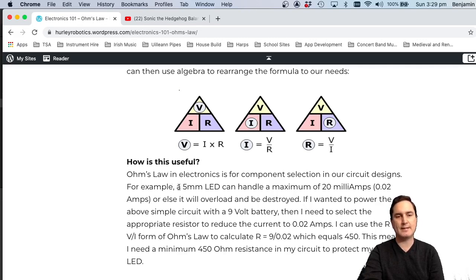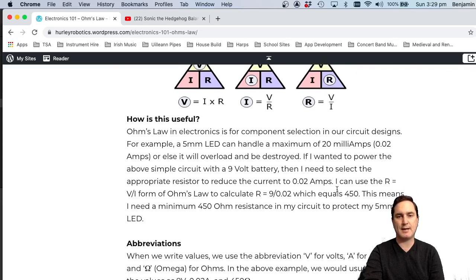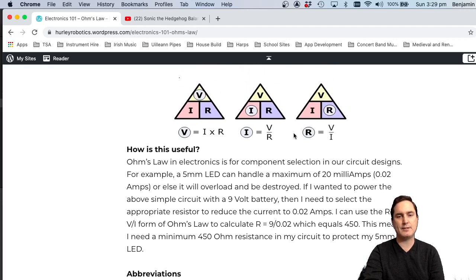The ones that we have in our kits are 5mm LEDs, and they can handle a maximum of 20 milliamps of current. Okay, now when we're using this formula, we don't want to do our calculations in milliamps, which is thousandths of an amp. We want to do our calculations in amps. So 20 milliamps is going to be 0.02 amps, because once you get past the decimal point, the first column is tenths, then hundredths, and then thousandths. Okay, and we've got 20 milliamps, so that's in the hundredths column.